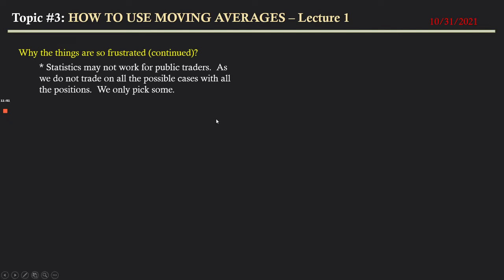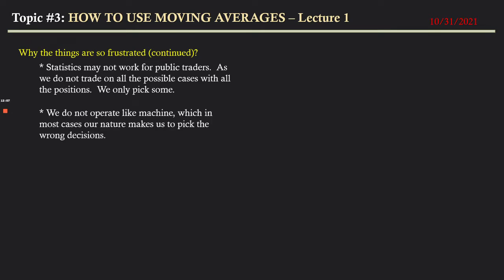However, the statistics may not work for public traders, as we do not trade all the possible cases with all the positions. We can only pick some. And we are human. We do not operate like a machine. When it is a good time to sell, you sell. Time to buy, you buy. By our nature, we usually make the wrong decisions.